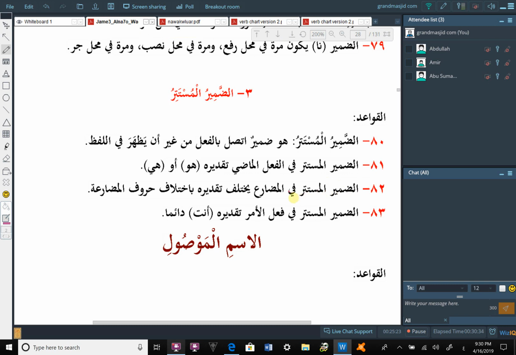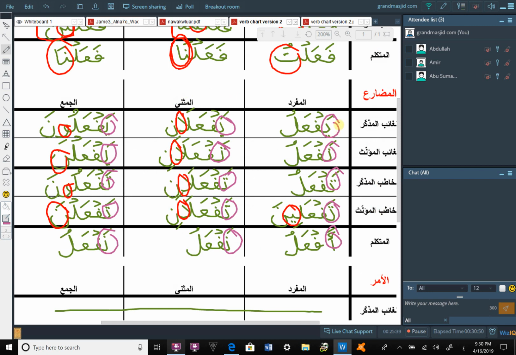الضمير المستتر في المضارع يختلف تقديره باختلاف حروف المضارع. So it's going to differ according to the present tense letters. So we have the ya. This is going to be huwa. This is going to show us 2 of them. This is going to show us 3 or more. But it's still basically going to be huwa. All these are huwa.